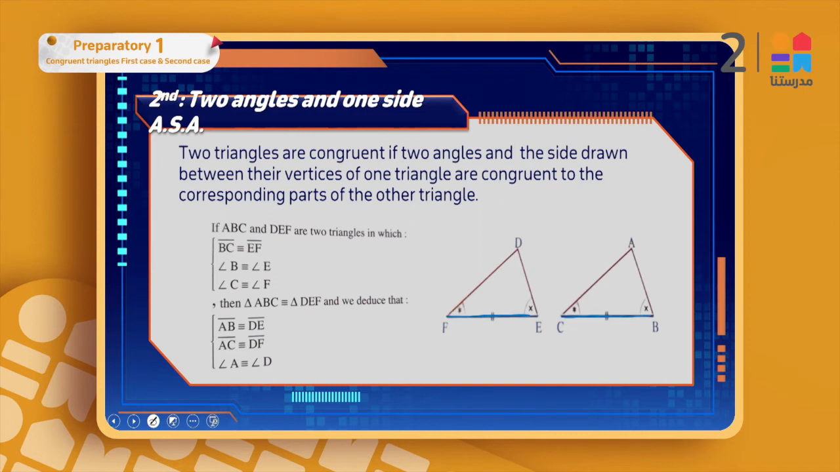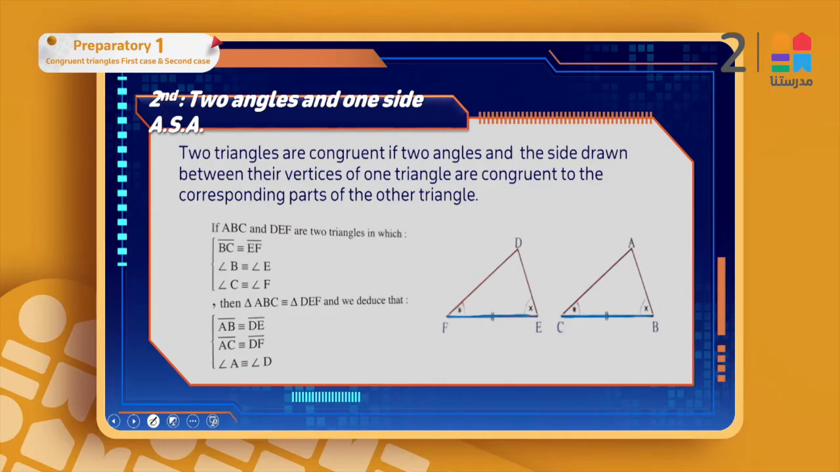If ABC and DEF are two triangles in which BC is congruent to EF, the blue side, the angle B is congruent to angle E, angle C is congruent to angle F, then the triangle ABC is congruent to triangle DEF. So we can write them as AB congruent to DE. Then the side AC is congruent to DF and the angle A is congruent to angle D.